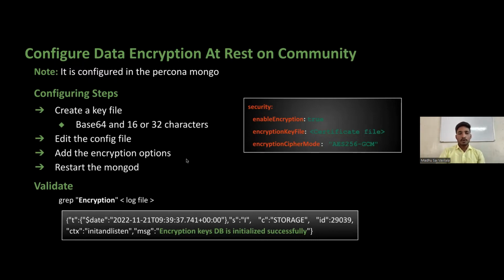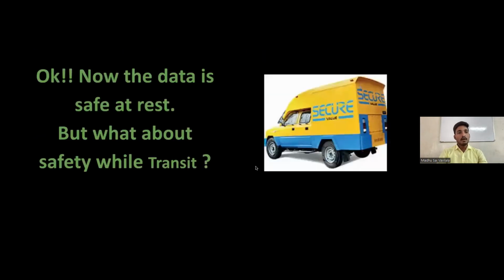Then restart the MongoDB. The only way to validate the data encryption at rest is by grepping the encryption word in the MongoDB log file. Then we can get a message like encryption keys DB is initiated successfully, then it is successfully running. Okay, now the data is safe at rest.